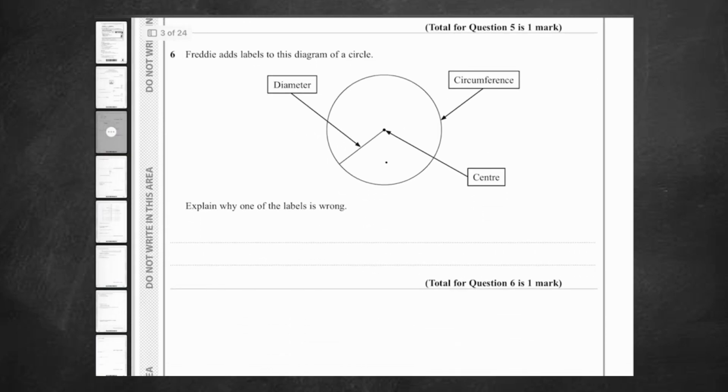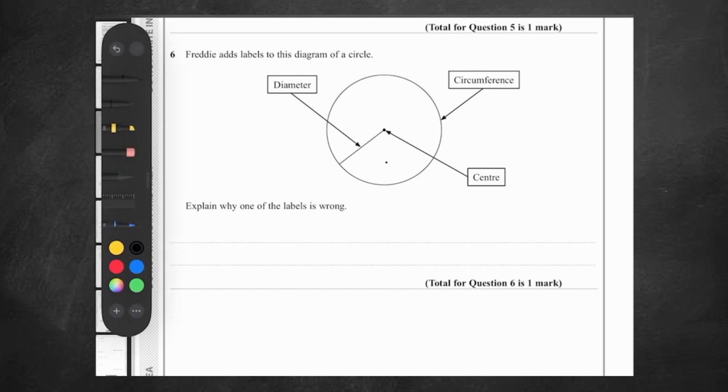Question number 6. Freddie adds labels to this diagram of a circle. Explain why one of the labels is wrong. He has got the center of the circle as the center of the circle, so that is a correct label. He has got the circumference labeled as the circumference of the circle, so that is correct. Then he has the diameter labeled as half of the distance from one side of the circle to the other. The diameter should be the full distance. What he has labeled is the radius.